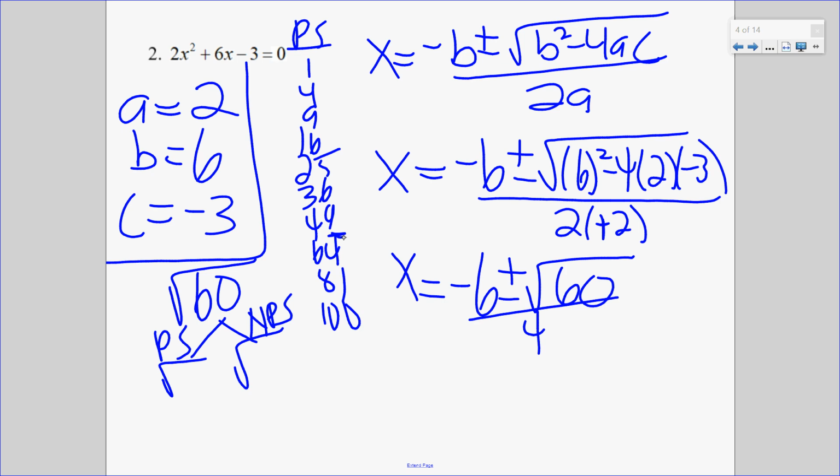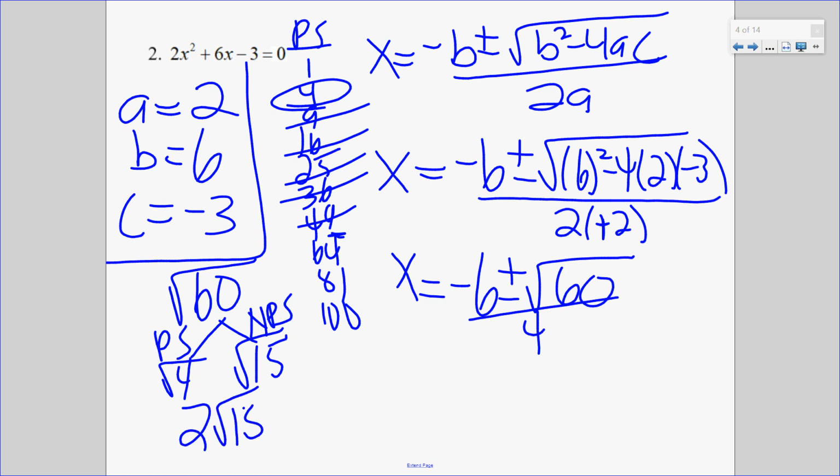I want to find the largest perfect square that goes into 60, not 49, not 36, not 25, 16 doesn't go in, 9 doesn't go in, 4 does. 4 times 15. So I take the square root of my perfect square. And again, we dealt with that in the first lesson in this unit, and you also saw it in geometry last year, and in Algebra 1 quite a bit. So now I'm going to replace that rad 60 with 2 rad 15.